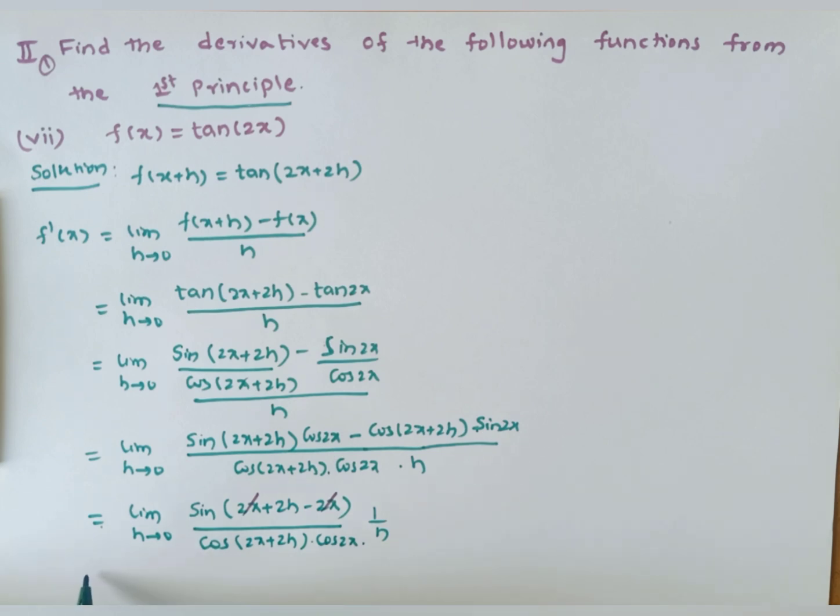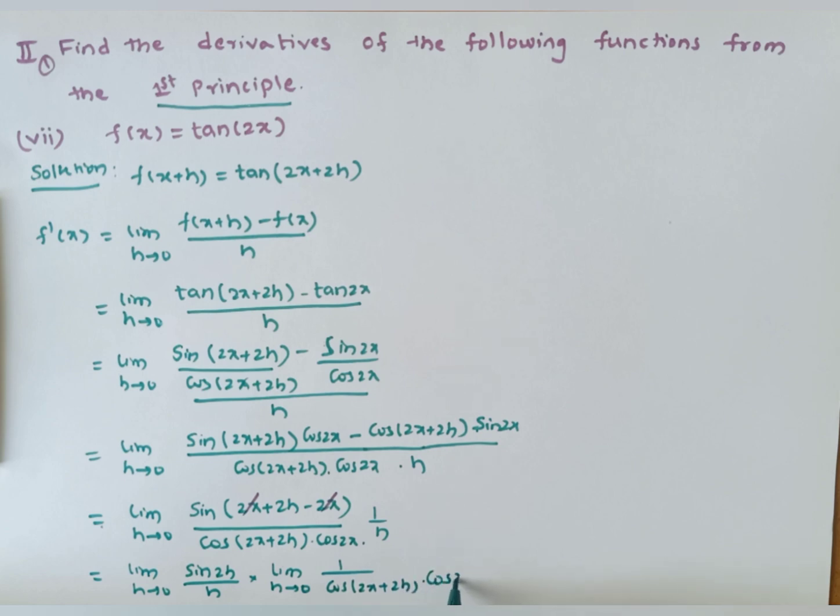Now we can separate the limit. Limit h tends to 0, this is sin of 2h by h, into, we need to apply the limit for this also, limit h tends to 0, 1 by cos of 2x plus 2h into cos 2x.